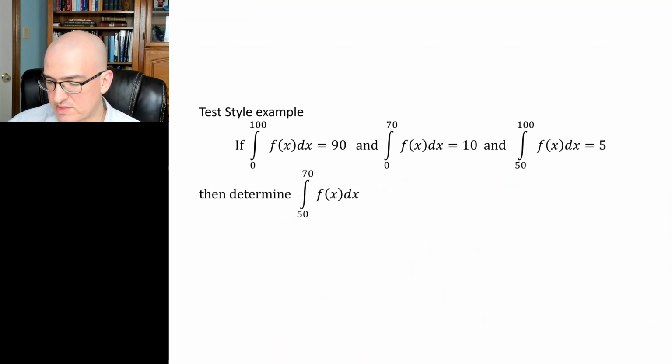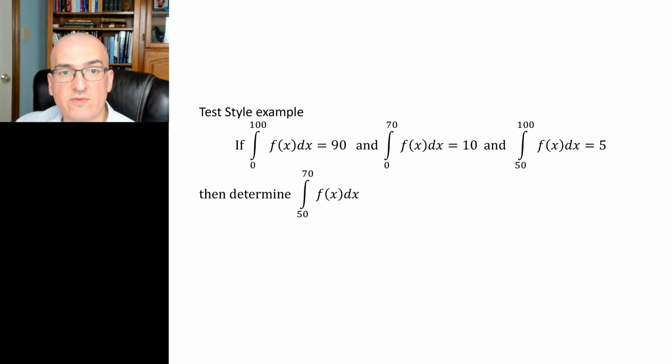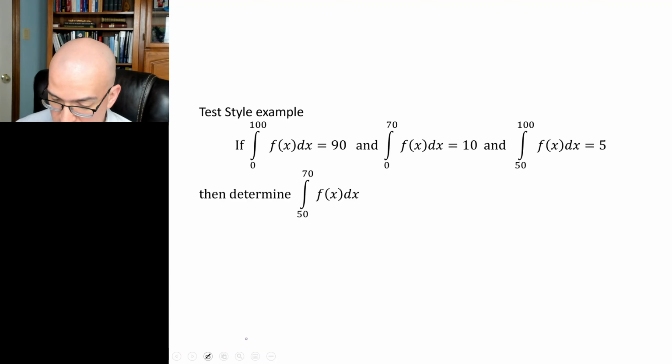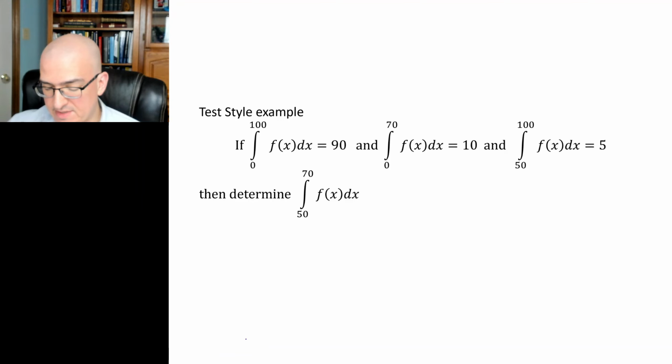The next example is much nastier. We don't have constants to fiddle with, but we have a different issue. We want the integral from 50 to 70. What we don't have is a nice split. We have an integral from 0 to 100. We're told that that integral is 90. We have an integral from 0 to 70. We're told that that's 10. And we have an integral from 50 to 100, and we're told that that's 5. Can we find what the integral from 50 to 70 is?